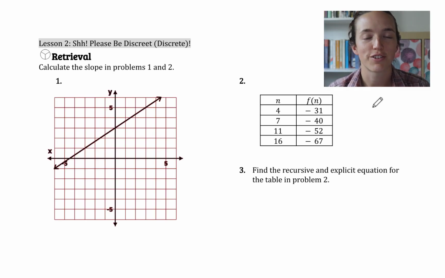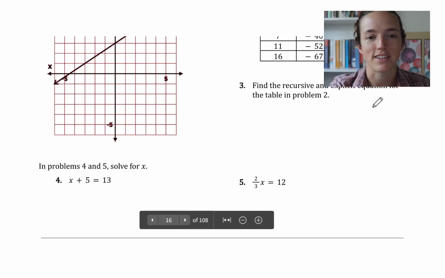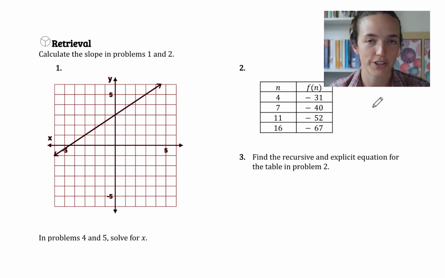Okay, this is the retrieval for Unit 2, Lesson 2, in our packet that is on page 16. First thing we're gonna do today is calculate the slope, first from a graph, second from a table.